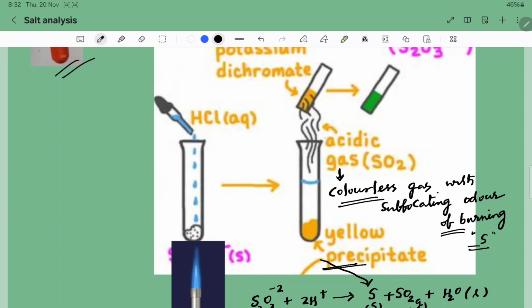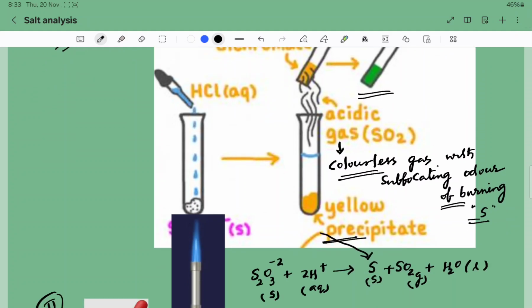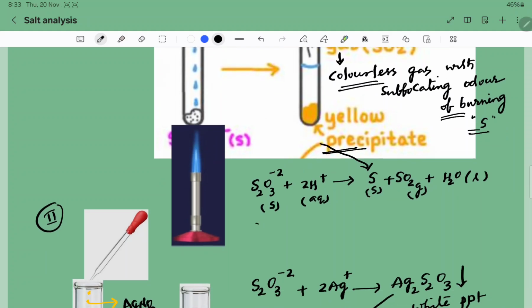Now this released gas is tested with potassium dichromate. A filter paper wetted by potassium dichromate, that orange potassium dichromate converts into green color, which indicates SO2 is released and it will give the positive test for S2O3 2 minus. S2O3 2 minus reacts with H plus, student. This is most important. The yellow precipitate is due to sulfur and SO2 gas is released. This SO2 gas reacts with what? Potassium dichromate, that wetted filter paper turns from orange to green color.